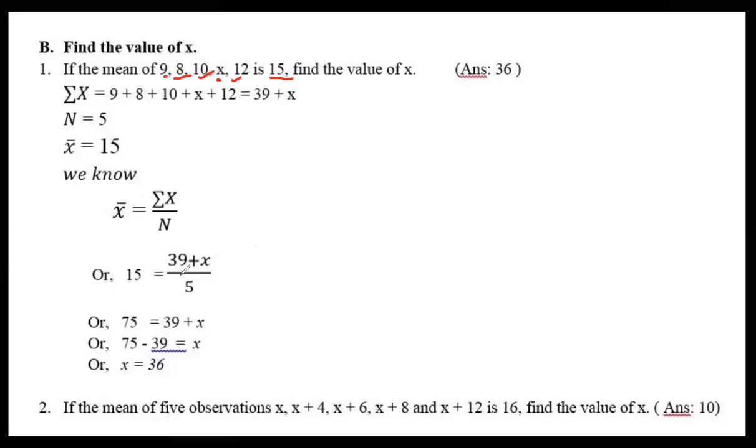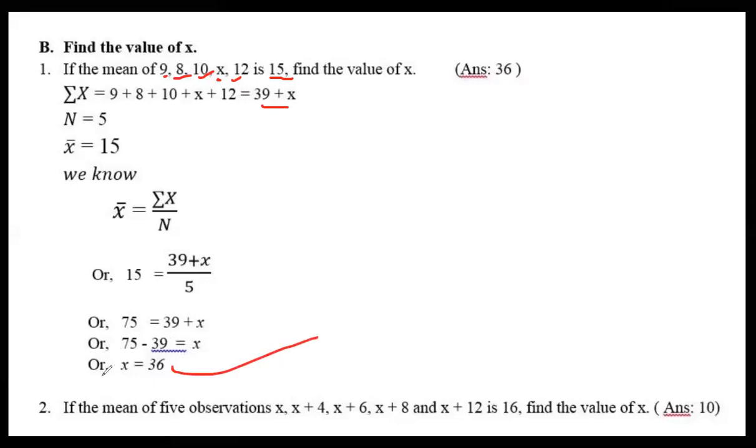Okay, so 39 plus x is there. So mean equals 15, summation x equals 39 plus x is given, and n equals 5. When we divide both, this will be multiplied. So 15 into 5 is going to be 75. Directly I have multiplied over here. Then after that, 39 plus x is remaining. So plus becomes minus. So 75 minus 39, it is going to be 36. So this is going to be our answer.